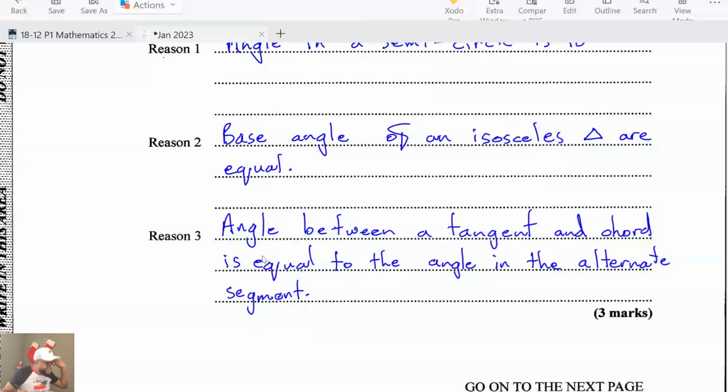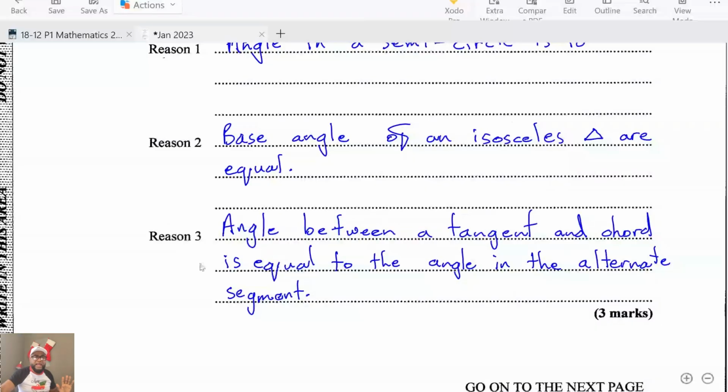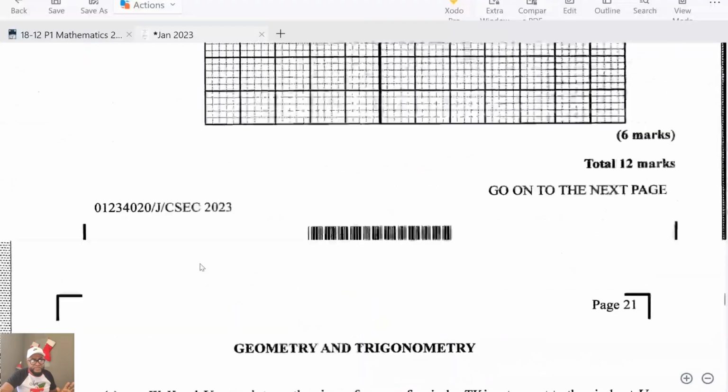Guys, please, do the work I give you every week. I've just given you 8 questions to do from this worksheet, right?